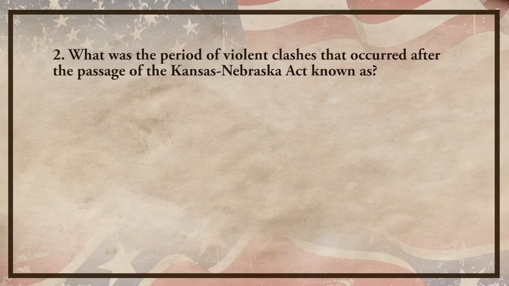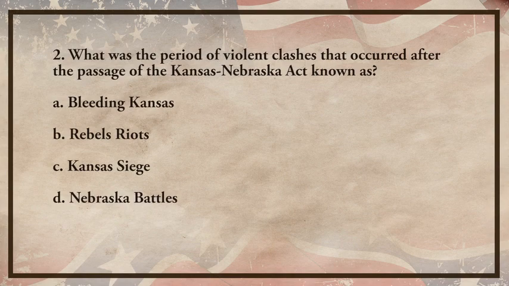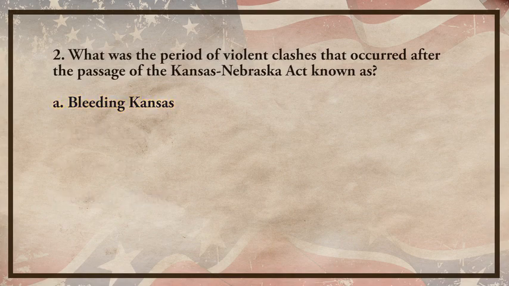Question 2. What was the period of violent clashes that occurred after the passage of the Kansas-Nebraska Act known as? A. Bleeding Kansas. B. Rebels' riots. C. Kansas siege. D. Nebraska battles. If you answered A, you know that the violent clashes that occurred after the passage of the Kansas-Nebraska Act were known as Bleeding Kansas.